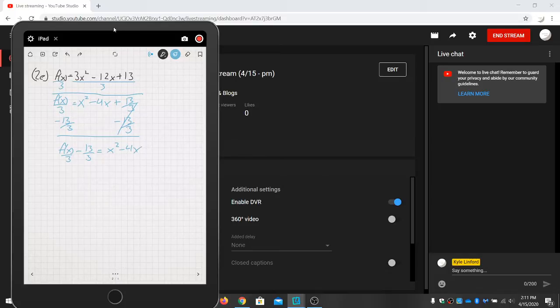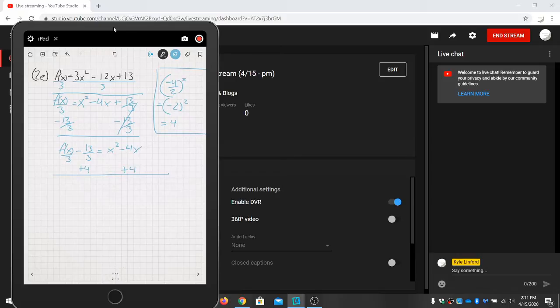Now I'm going to take this middle term, negative 4, and divide it by 2, and square it. So negative 4 divided by 2 is negative 2, and when I square that, I get a positive 4. So this little work here tells us what we have to add to both sides.